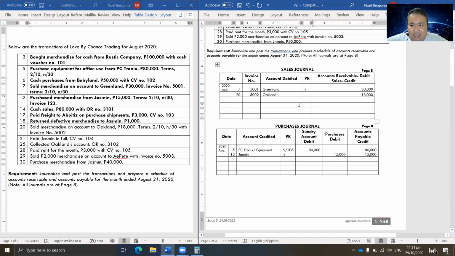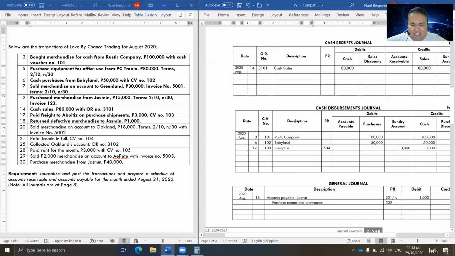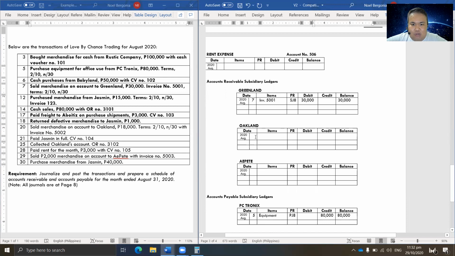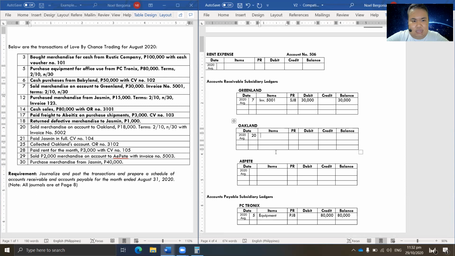Sa very good. Accounts receivable, subsidiary ledger since naapektuhan po yung ating accounts receivable. So ayan, we have Auckland here. Okay, so Auckland, we have a transaction on 20th. Okay, items natin, invoice 5002. San galing? Sales journal, page number 8. Magkano yung dinebit sa accounts receivable? Okay, very good, 18,000. So, saan ilalagay yung amount? Balance. Very good. Okay, 18,000. So, ayan po, no? That's for Auckland.